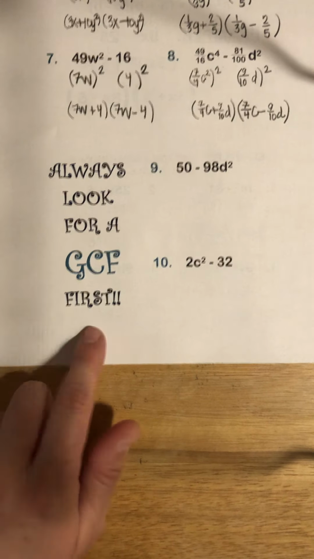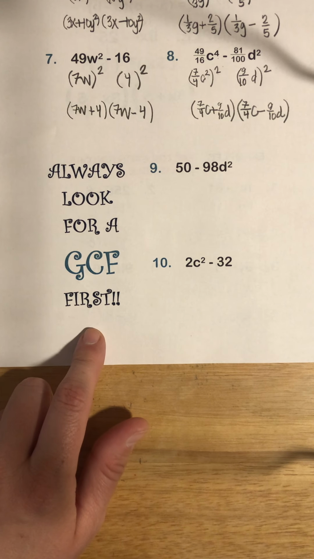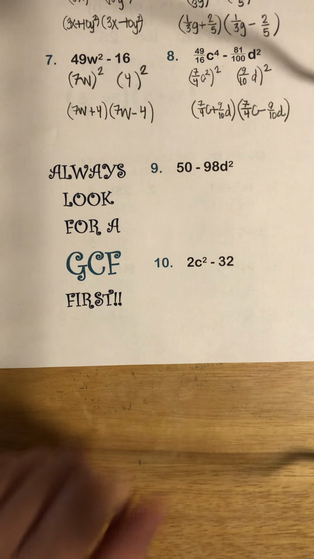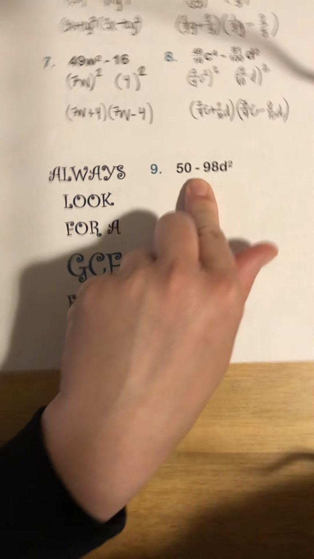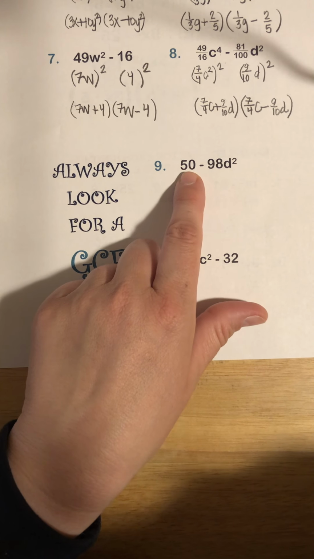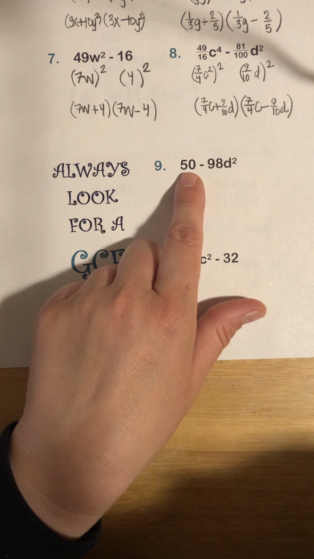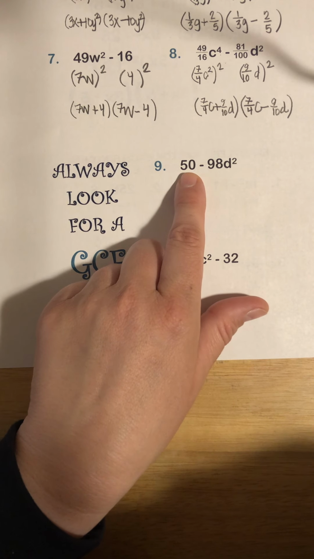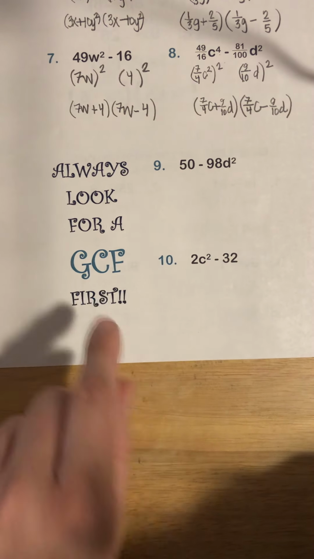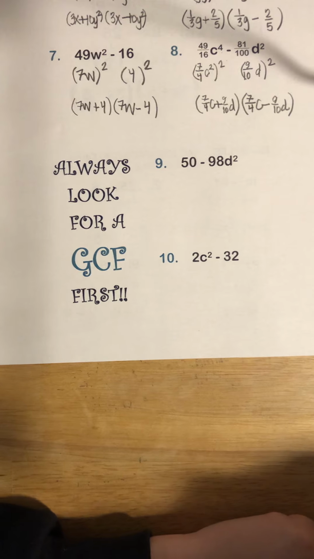Okay, super important. That's why it's in big letters. Always look for a GCF first, because let's look at number 9. So it has a minus sign, which is great. Can we think of a number that we could square to get 50? No, we can't. Which means right now, this is not a difference of squares. But if we look for a GCF first, that might help us out.